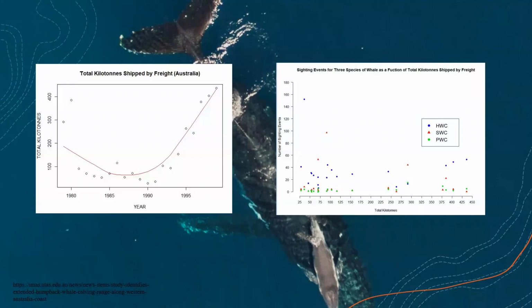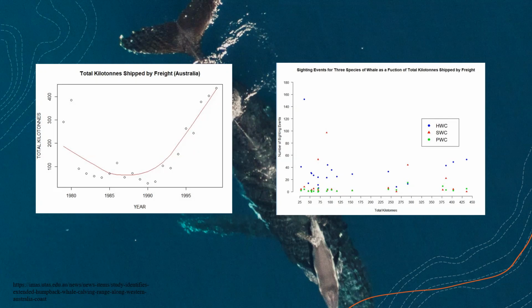So the graph here that we see on the left is total kilotonnage shipped by freight in Australia over time between the years of 1979 to 1999. It has this very interesting concave shape. Lots of shipping earlier in the timeline, dips down, and then increases as we get later into the timeline. The graph on the right here is more interesting because this is sort of what we want to see: the number of sighting events, aka population levels or trends in a way, changing as we see more weight being transferred between cities.